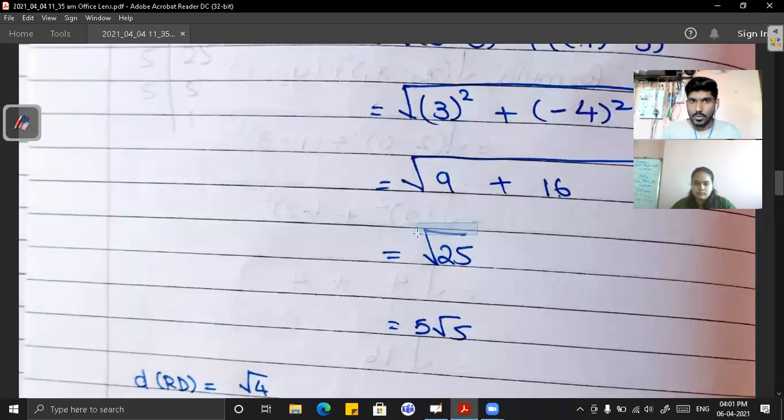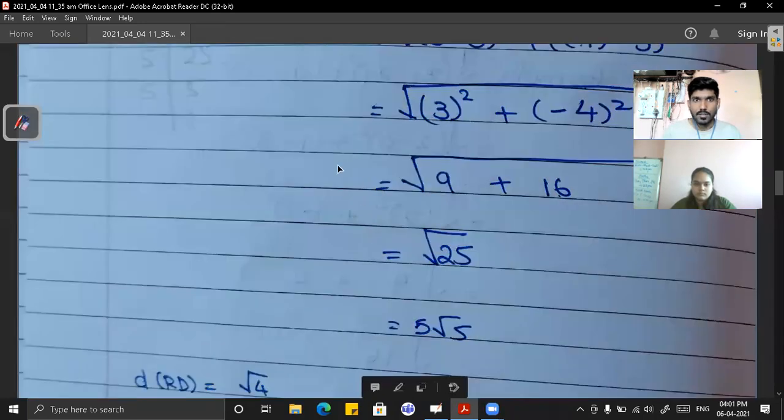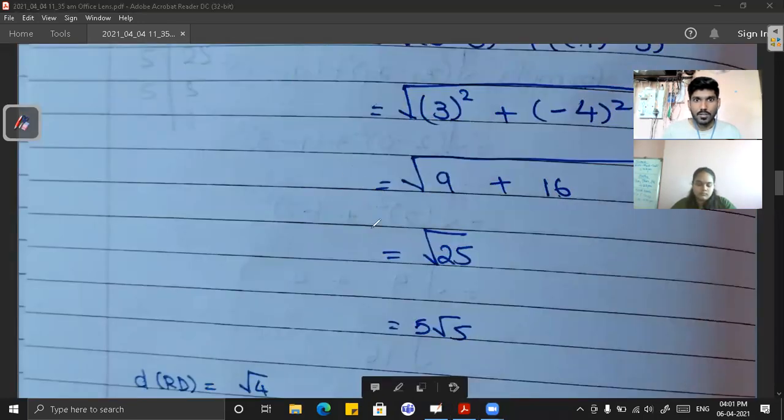Okay, but what is square root of 5? Sorry, square root of 25. What is square root of 25? But what you have written here is 5 root 5. So what should this be? Just 5. Okay, correct.